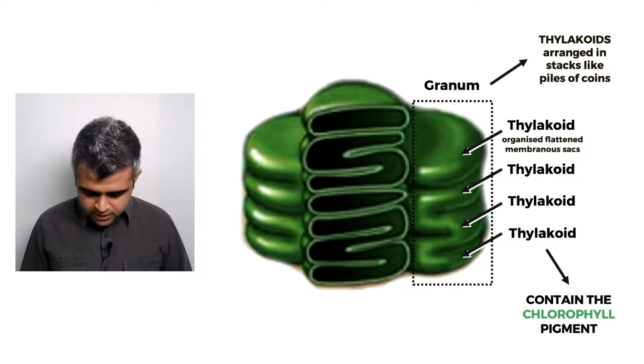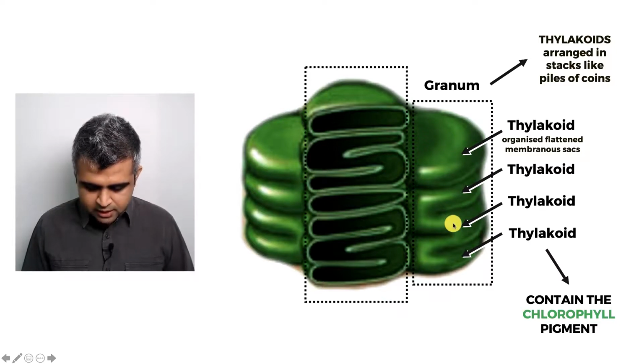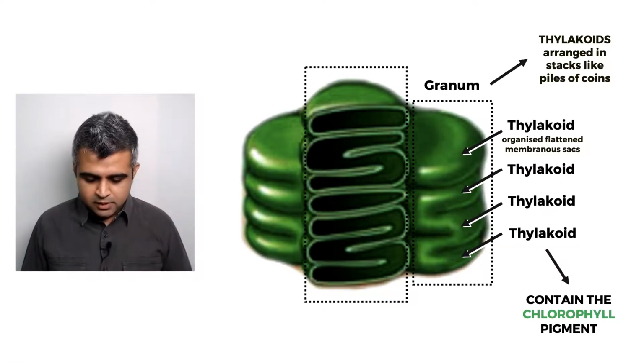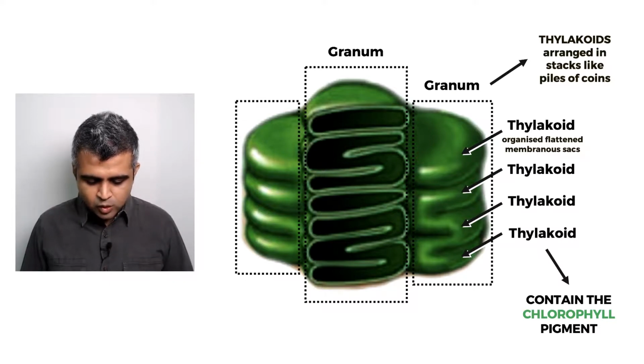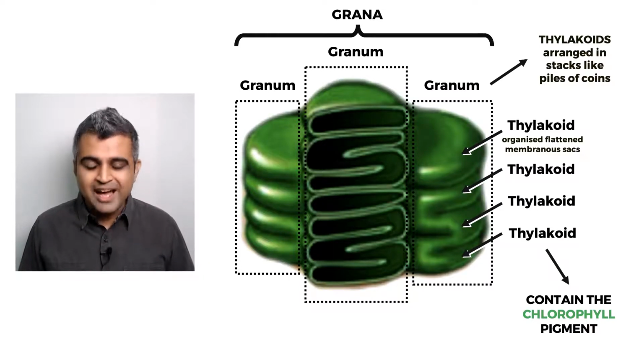So here you can see that this is one stack of thylakoids. Here is another one which has been cut. That is also a granum. And here you have another one, which is another granum. Granum is singular. Together they can be called grana.